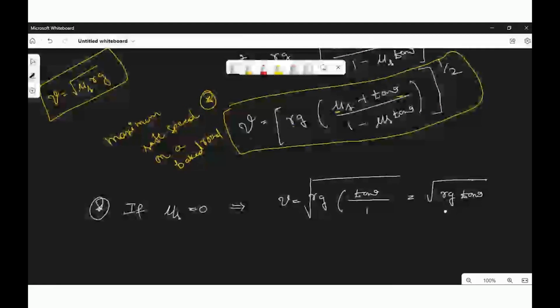So it depends on how much the banking is. Even though friction is 0, you have some safe speed. You can travel with the speed equal to root of RG tan theta. But in circular motion without banking, like on a level road, if friction is 0 you cannot take a turn at all, because the entire centripetal force is provided by frictional force.